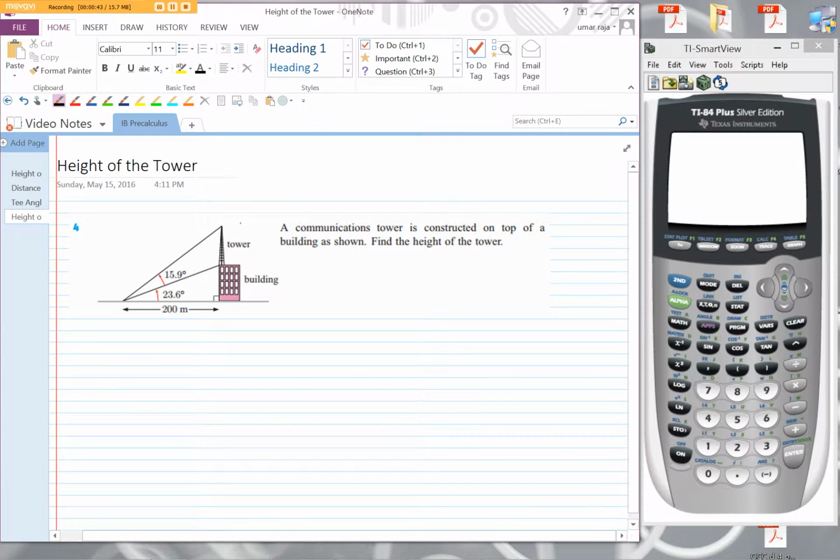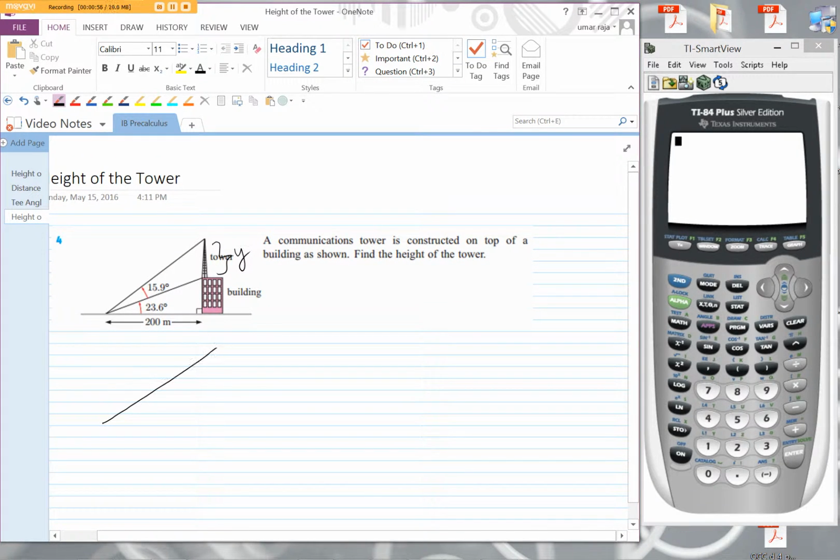Since you're asked to solve for the height of this, we can call that y if you want, or any of the other variables that you want to select. This is what I would personally do. I'm going to look at the bigger triangle. Okay, let's fix that a little bit. So you've got the problem that looks like this.